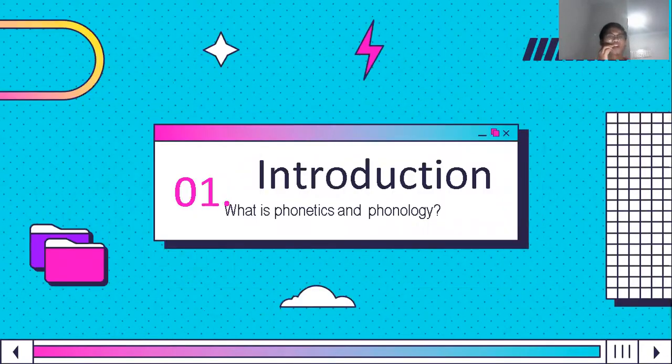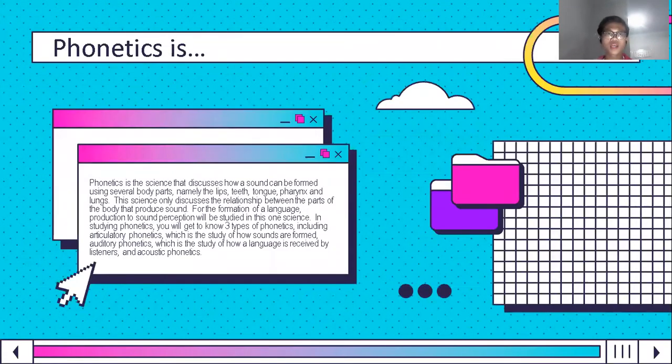The first is the introduction. What are phonetics and phonology? Phonetics is the science that discusses how a sound can be formed using several body parts, namely the lips, teeth, tongue, pharynx, and lungs. The science only discusses the relationship between the parts of the body that produce sound for the formation of a language. Production to sound perception is studied in this science.